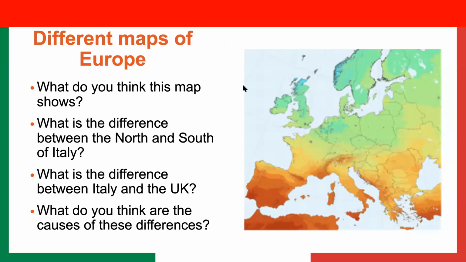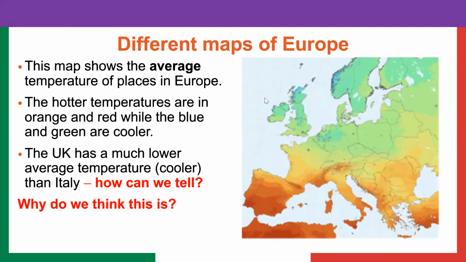Okay. So we can see that this map is showing the average temperature of the places in Europe. The hotter places are in orange and red. Down here on the south of this image, we can see that the hotter countries are in orange and reds, while the blues and greens are up in the north, the cooler countries. The UK has a much lower average temperature than Italy.